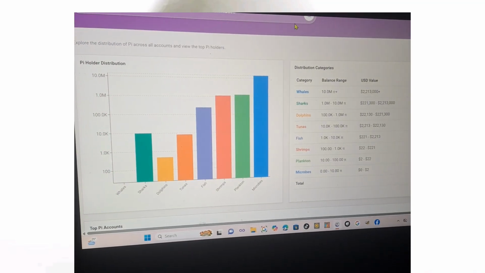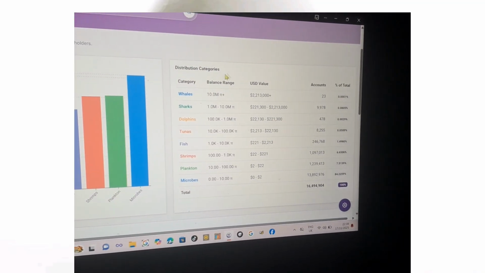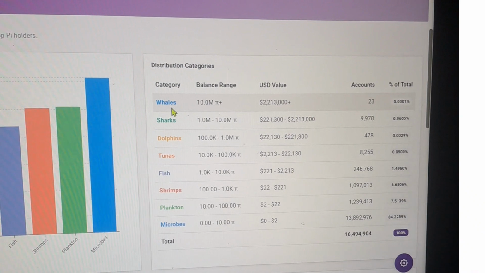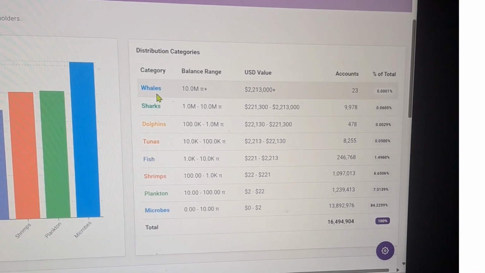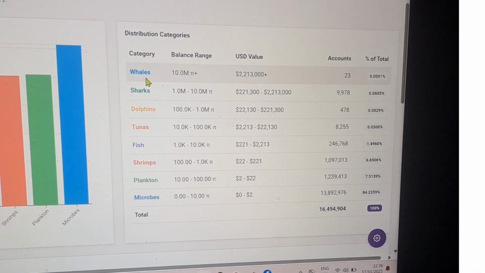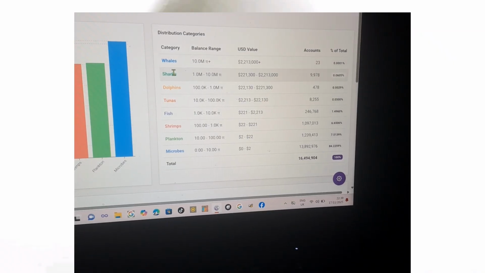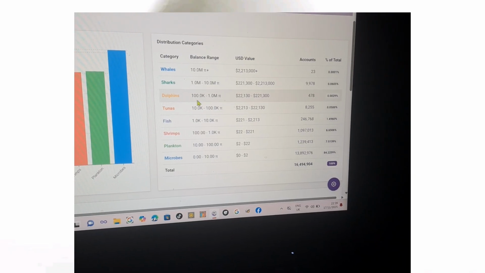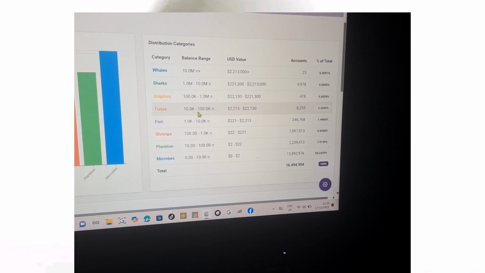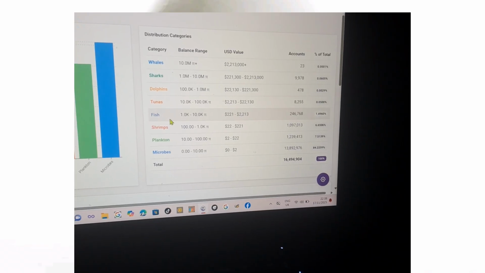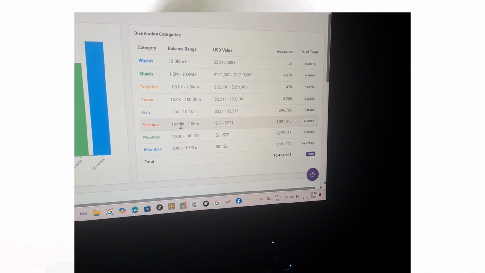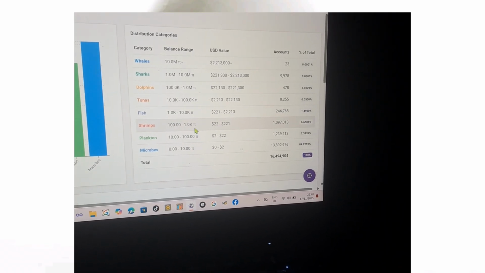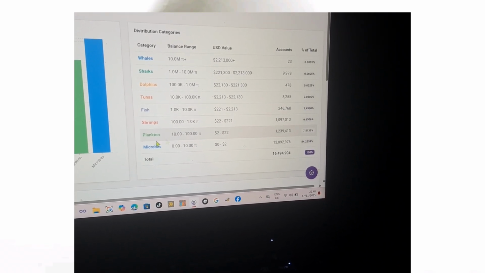Now you can see here we have Pi holders and distribution categories, whereby you have the whales. These are all accounts that hold over 10 million Pi, followed by the sharks, those who hold between 1 million and 10 million, followed by the dolphins between 100,000 and 1 million Pi, tunas between 10,000 and 100,000 Pi, fish, where some of us fall, 1,000 to 10,000 Pi, shrimps, where the majority of pioneers are, between 100 and 1,000 Pi. Then you have planktons between 10 and 100 Pi, and microbes between 0 and 10 Pi.